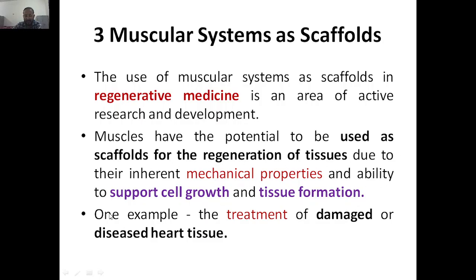Mechanical properties and ability to support cell growth and tissue formation. So what they are saying in this point is the muscles whatever we are having, okay, these muscles have got all the properties of scaffolds. Now what are the scaffold properties? Mechanical support it should give, it should support the cell growth and tissue formation. All these properties our muscles have got. So muscles have got the potential to be used as scaffolds, understanding. For what purpose? Again, regeneration of the tissues. Okay, due to what?